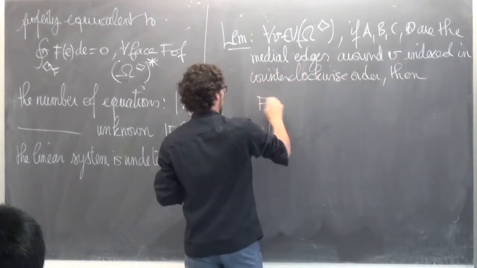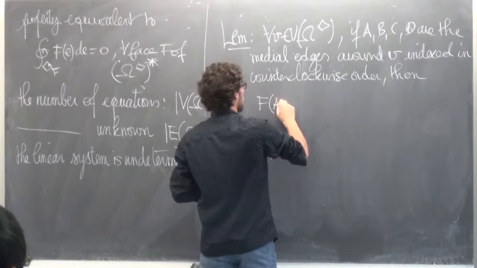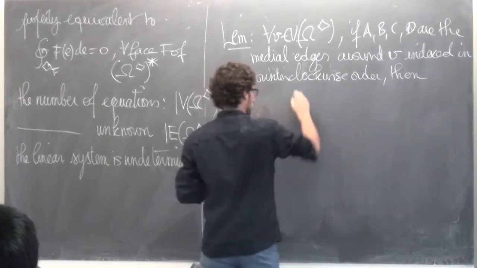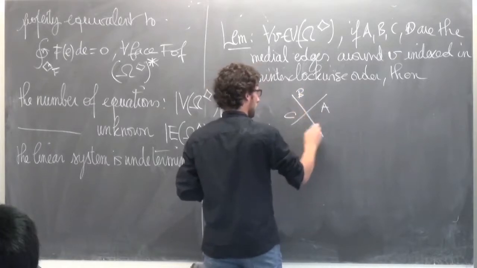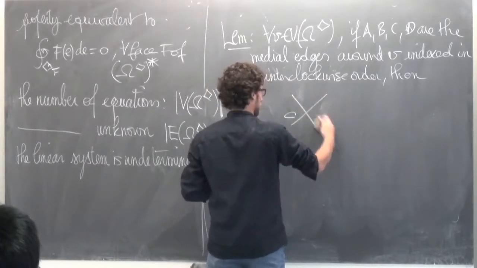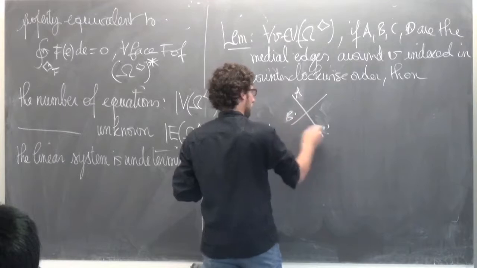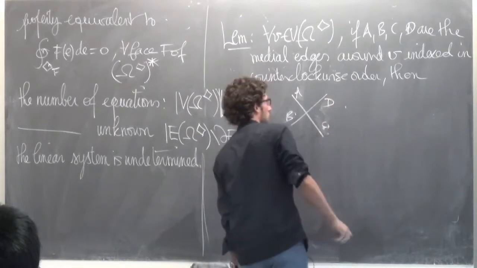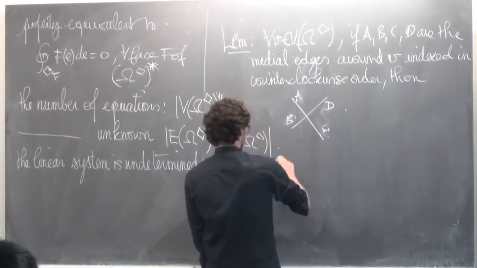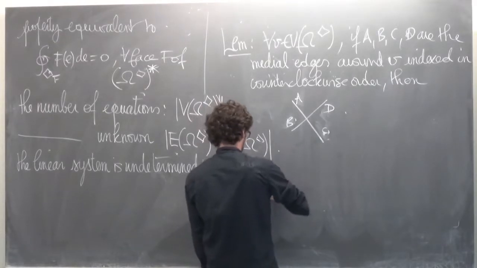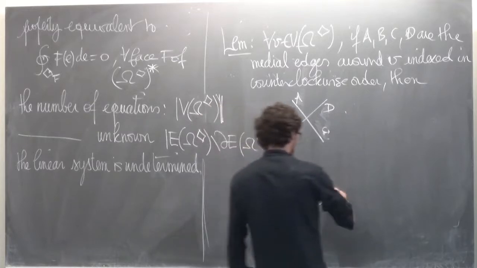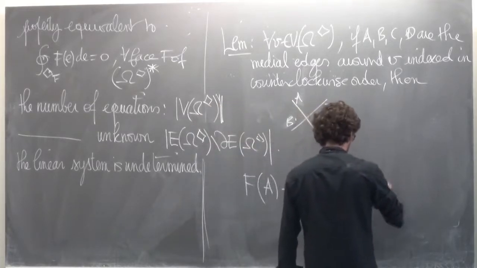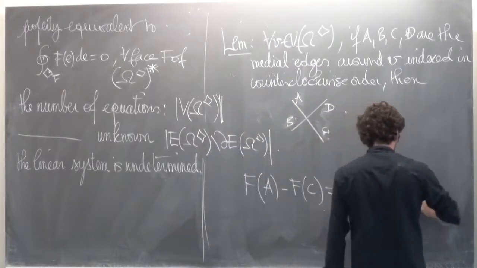then, let me maybe draw them, let's say this is A, B, C, D. Then f of A minus f of C is equal to i times f of D minus f of B.